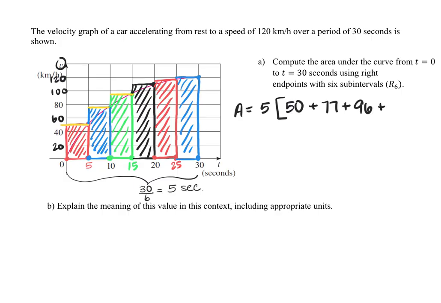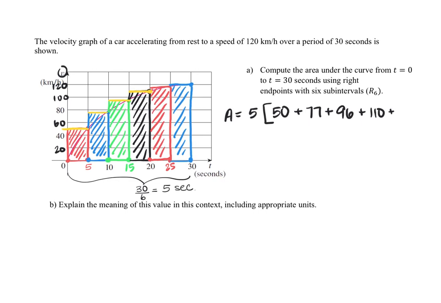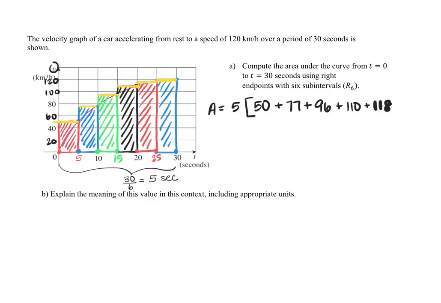My fourth rectangle here, it also depends on the thickness of the marker or pen or pencil that you're using, looks to be right between 100 and 120. I'll call that 110. My fifth rectangle is not quite up to 120, so maybe I'll call that 118. And then our last rectangle was right at that 120 mark, so the last one would have a height of 120.